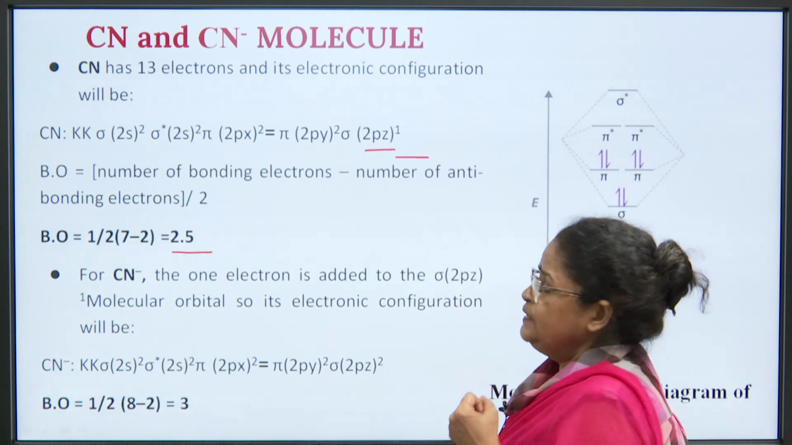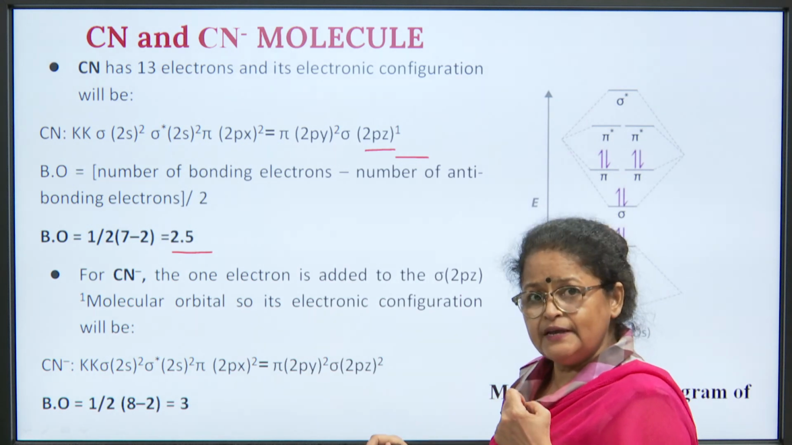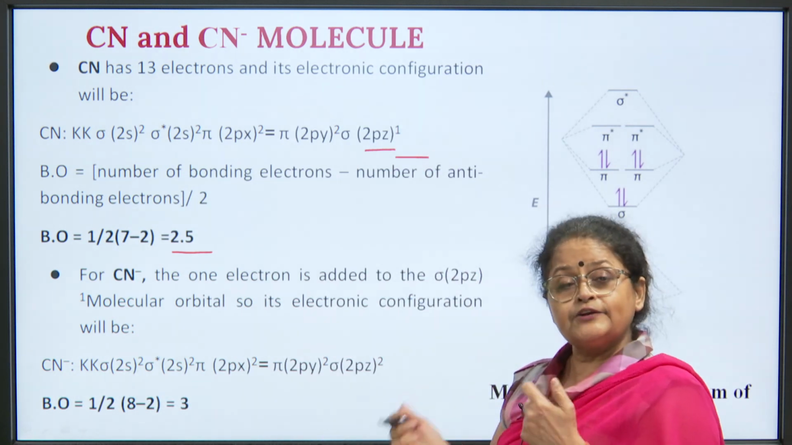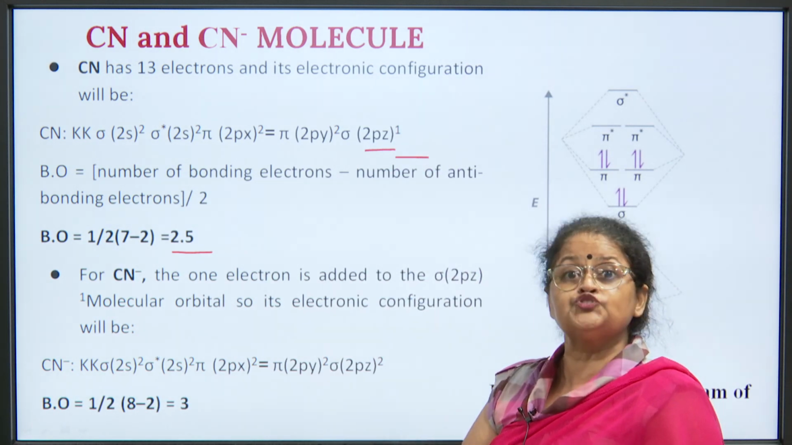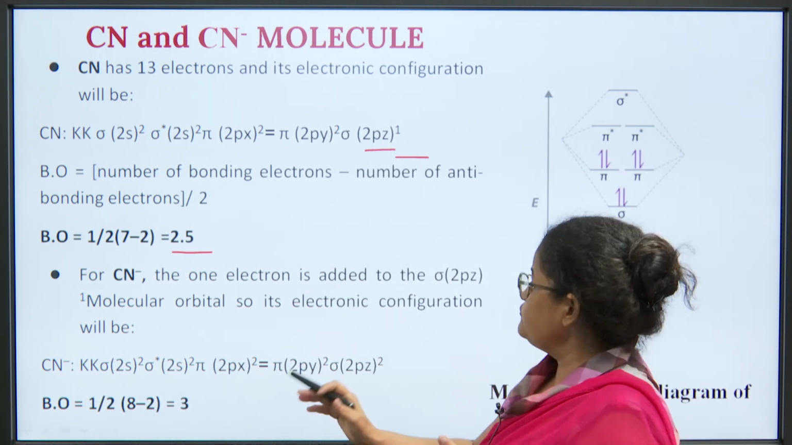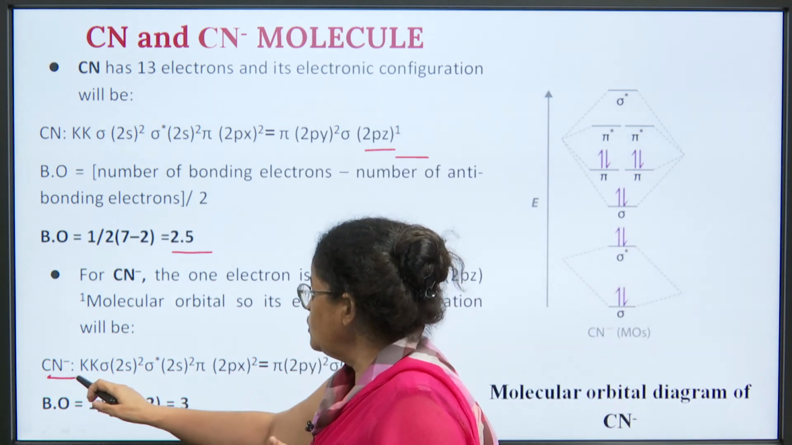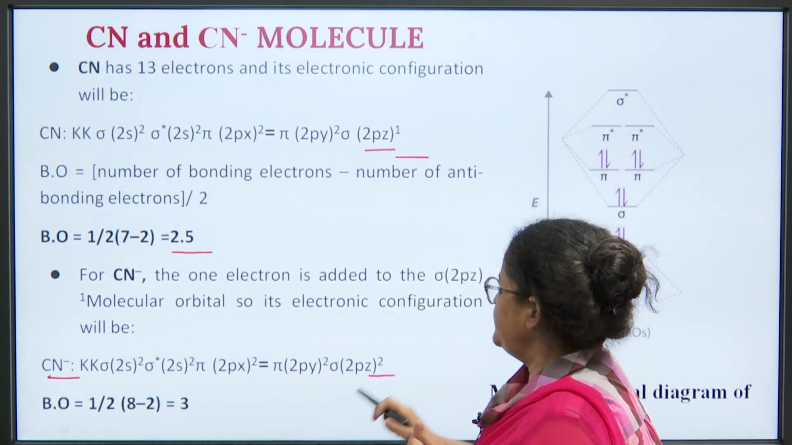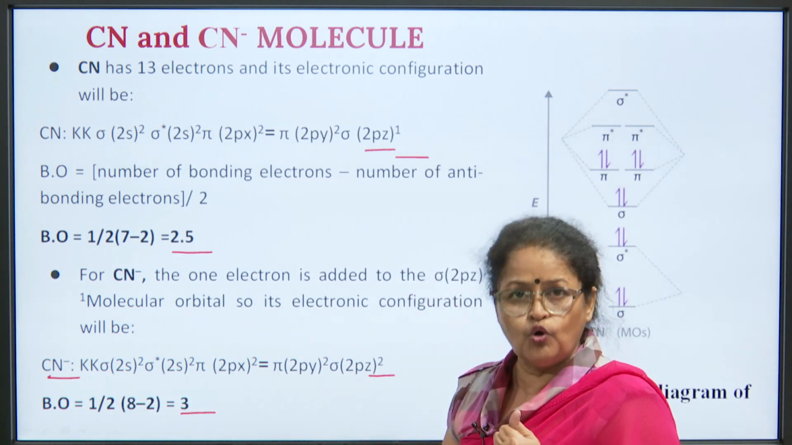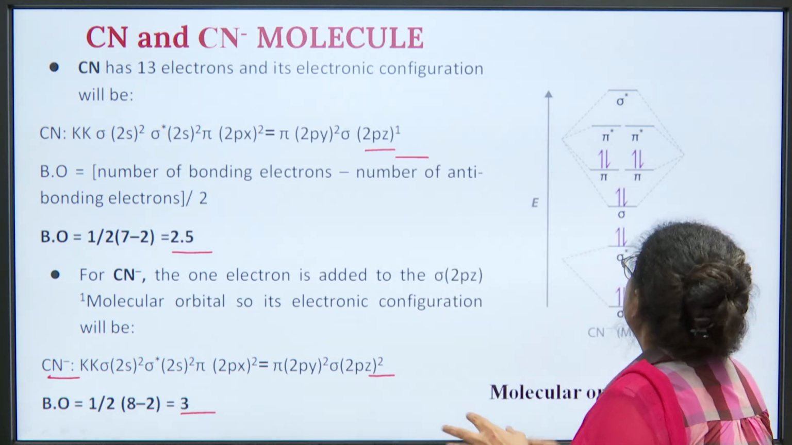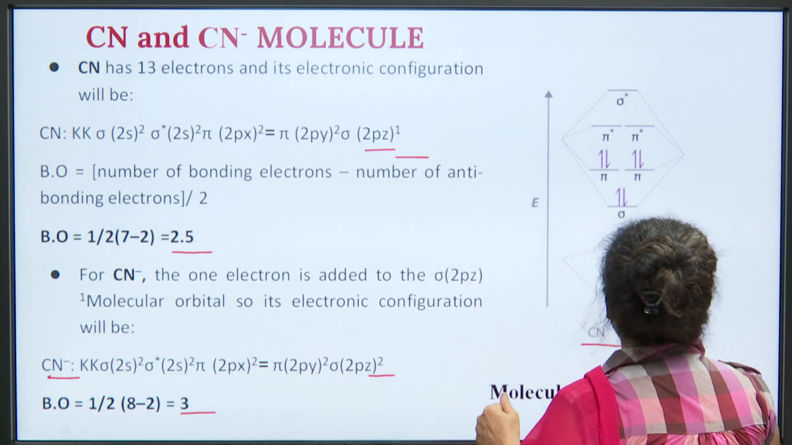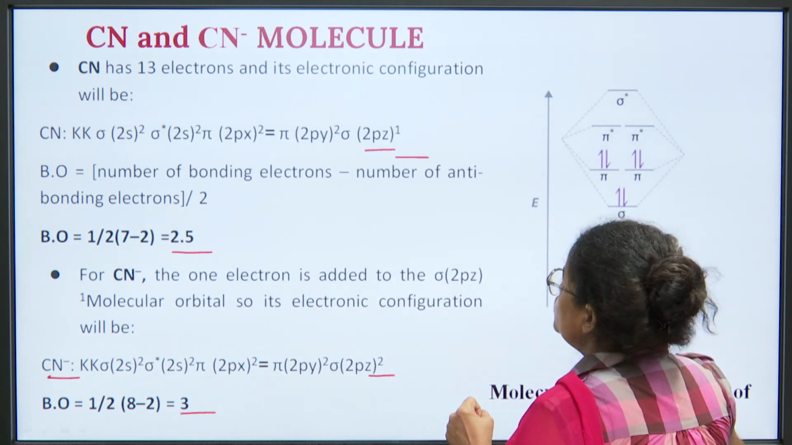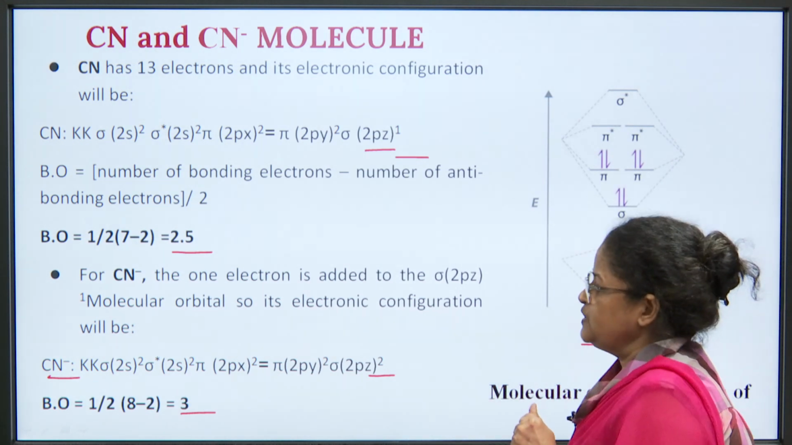Since sigma 2pz has an unpaired electron, if an extra electron enters it, this also gets paired up. An electron added to the bonding MO always strengthens the molecule, and therefore CN minus is more stable compared to CN. As you can see, it has got paired up, the bond order is 3, which is more, and therefore there is more stability. The diagram I have drawn here is of CN minus. This is how the MOD of CN minus will appear.